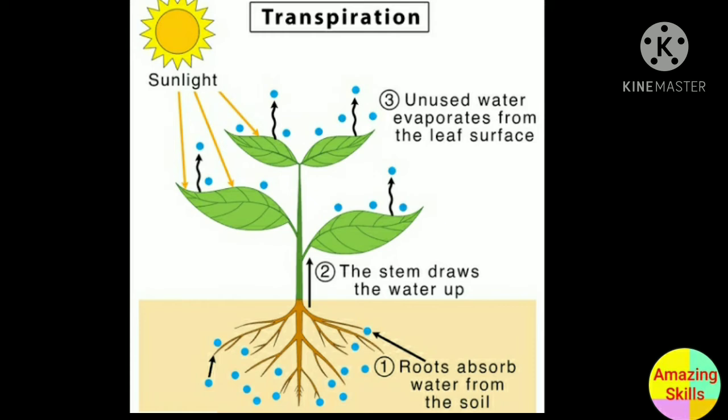Children, in this picture they have given it neatly: when sunlight falls on the plant, immediately roots absorb water from the soil. That is number 1. Number 2, the stem draws the water up. Number 3, unused water evaporates from the leaf surface. So this is about transpiration, children.